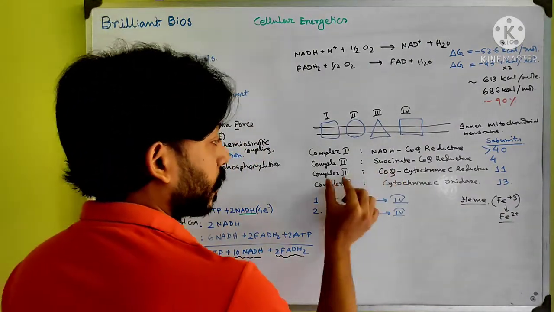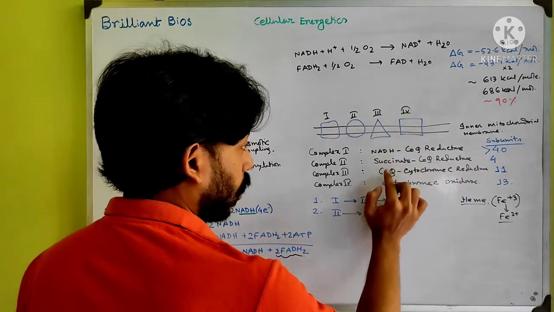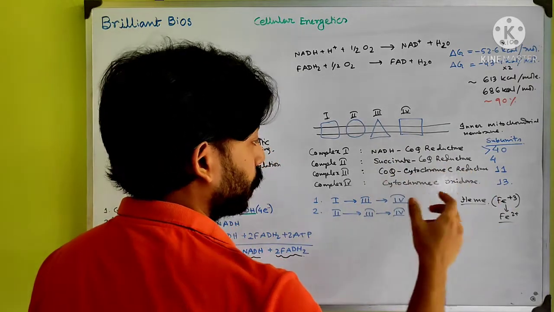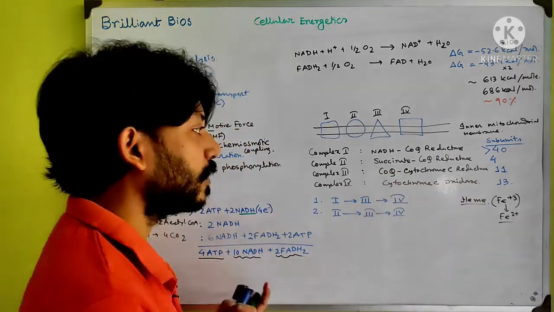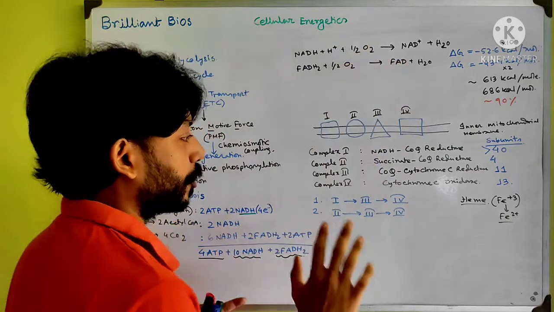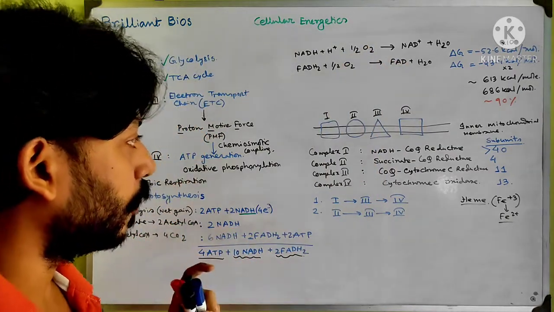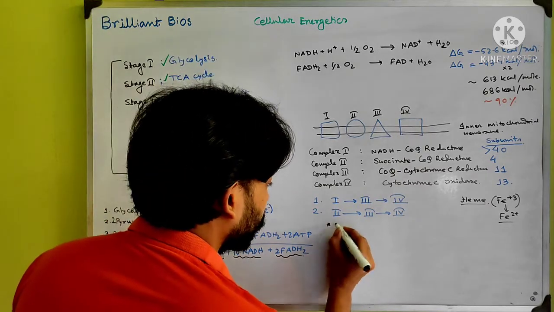So in complex 3, CoQ, which comes from the first or the second complex, gets oxidized, and cytochrome C gets reduced. Now in the fourth complex, the cytochrome C gets oxidized. This is a simple fact, and ultimately in complex 4, oxygen gets reduced to make water molecules.